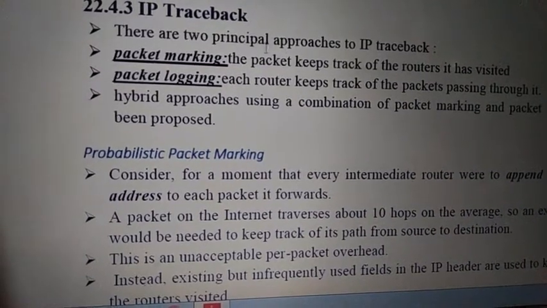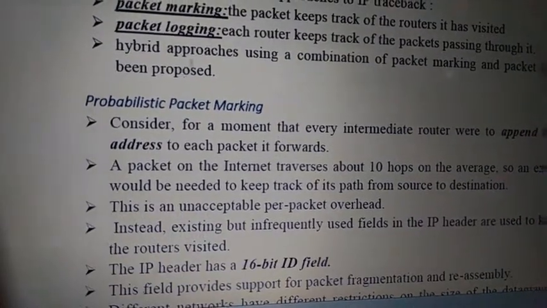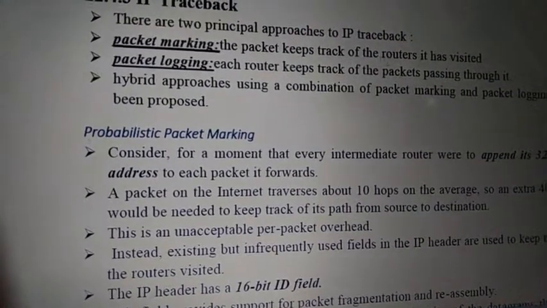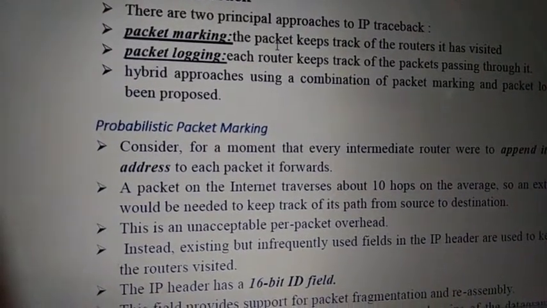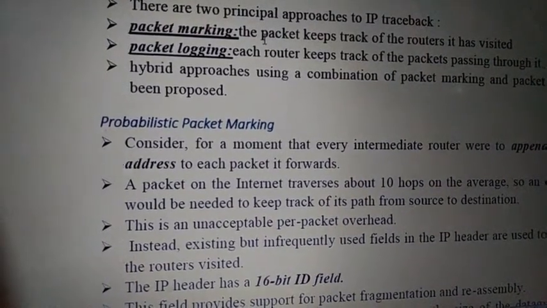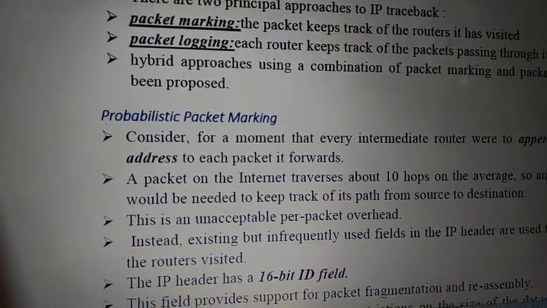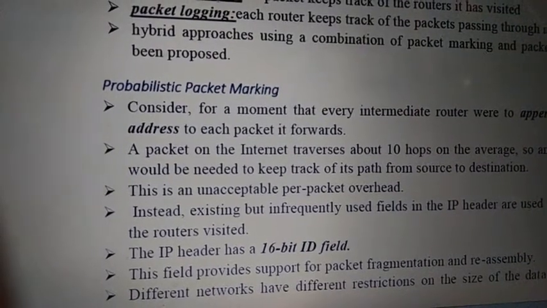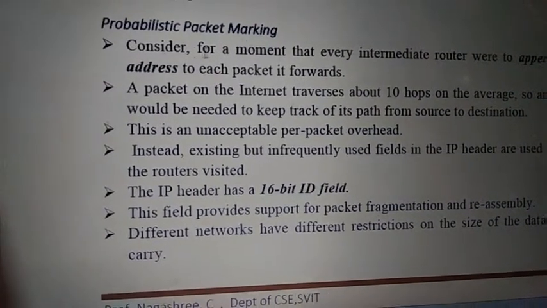Okay, so one more small topic is called IP traceback. How do we trace through the IP address? There are two principal approaches: packet marking and packet logging. These are very simple, like the packet keeps track of the routers it has visited, right? A shortest path is maintained through each router while the packet is traveling, and in a similar way we keep track of which routers the packet has visited. That detail is enough to see whether there is an attacker or not.